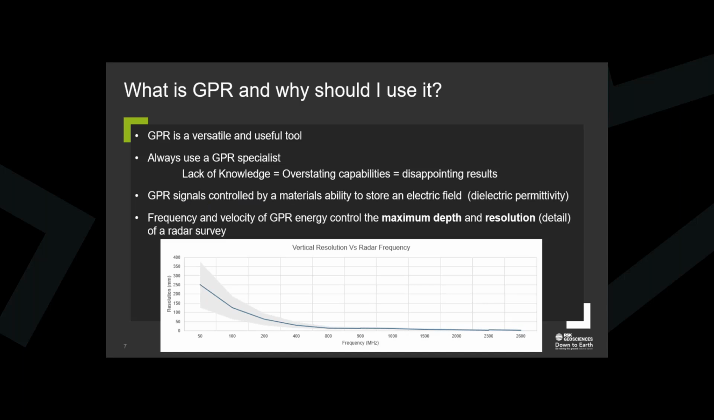As previously mentioned, we can tailor the depth of the investigation by choosing different frequency of antenna. However, the trade-off is that the deeper you want to look, the worse your resolution is, as seen in this chart of vertical resolution versus frequency. A 50 megahertz antenna can penetrate down to several meters into the ground, but it is not going to detect any layers thinner than around 250 millimeters, which is not very useful for pavement assessment.